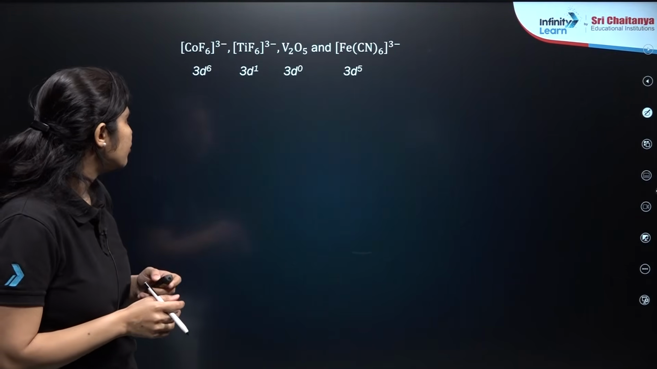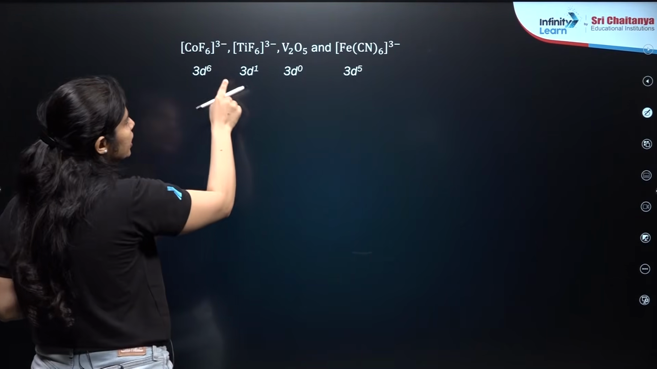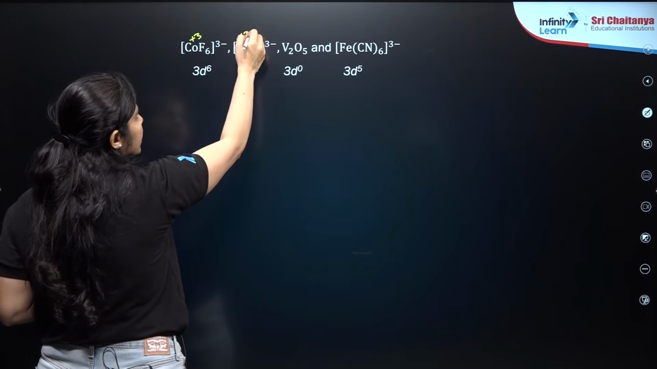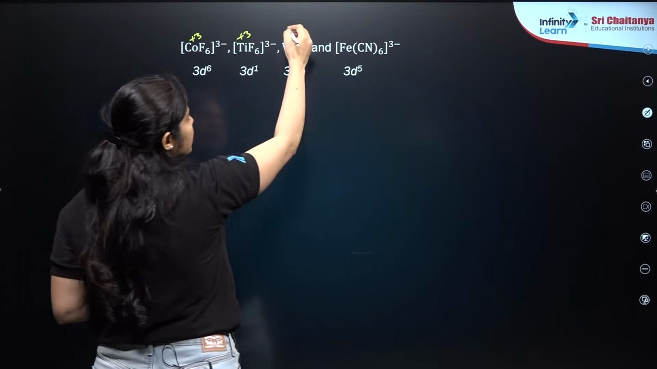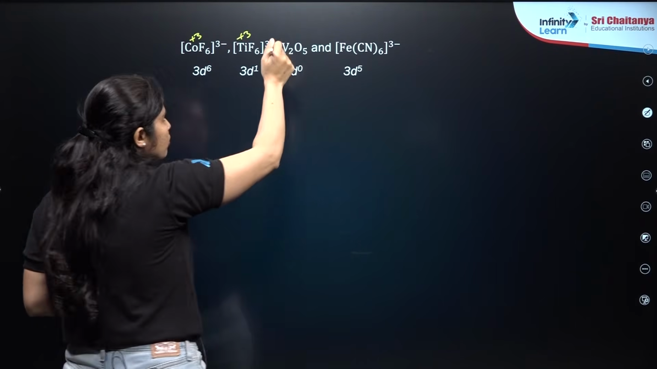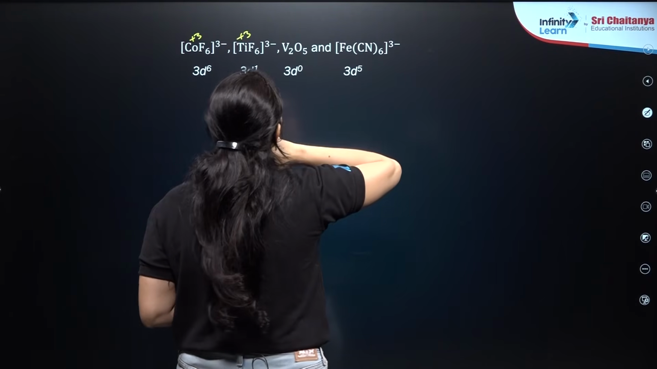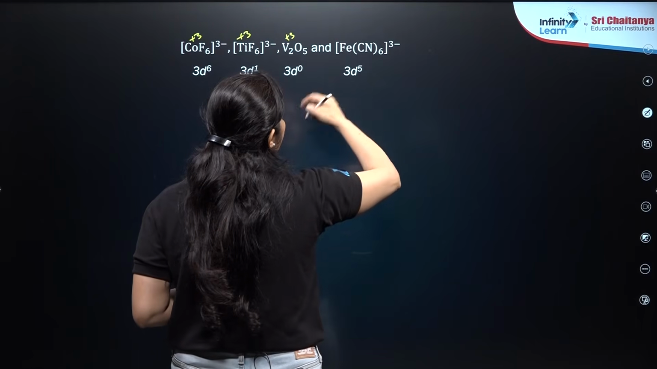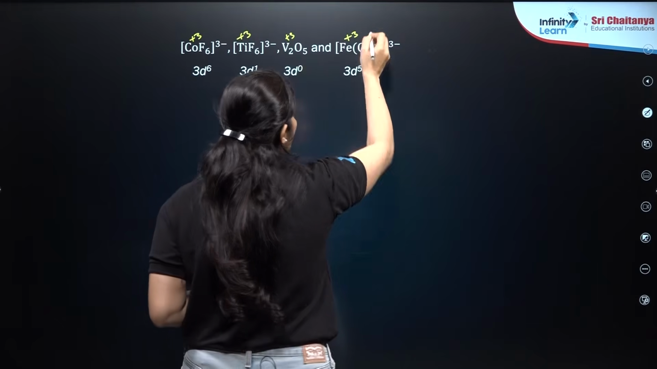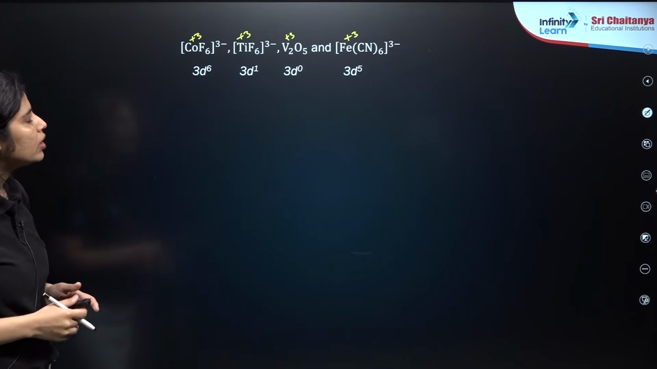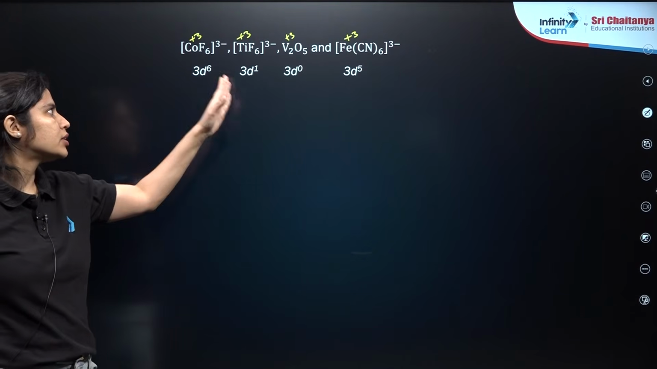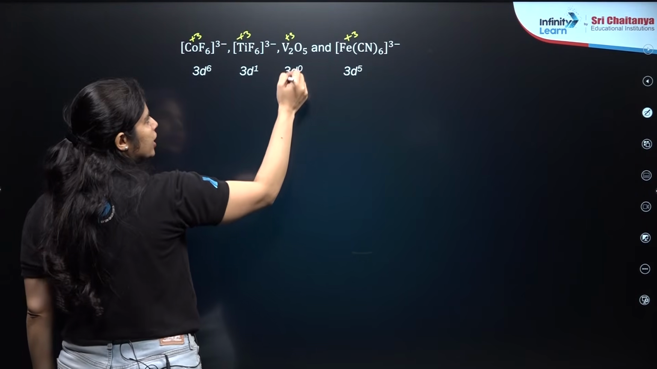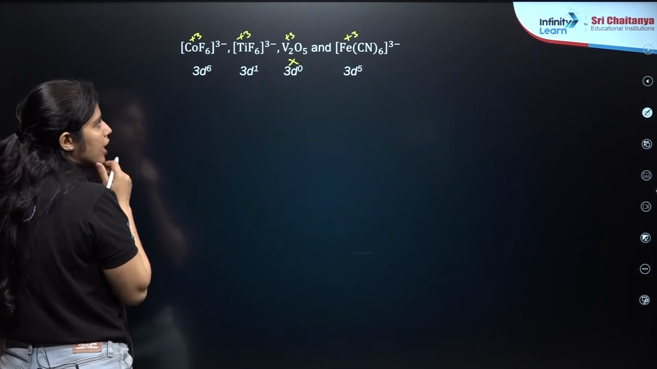Okay. So let's see for the first one itself. We have 3d6 because it is going to be cobalt plus 3. Here it is going to be titanium plus 3. Vanadium is going to be over here with respect to plus 5, right? And here we are going to have iron with plus 3 config, right? So the electronic configuration is going to be 3d6, 3d1, 3d0. If it is 0, then definitely not paramagnetic. So here itself I can cancel it out.